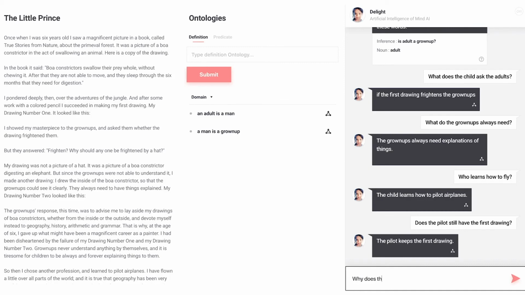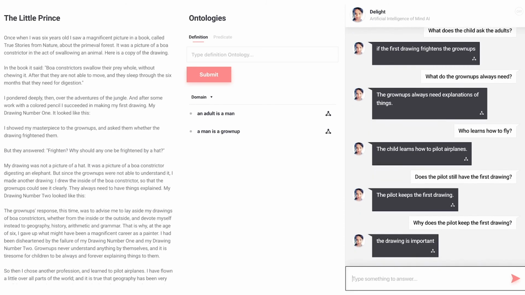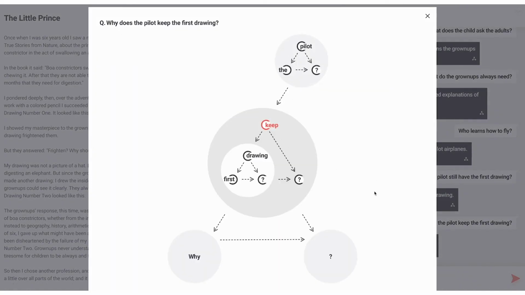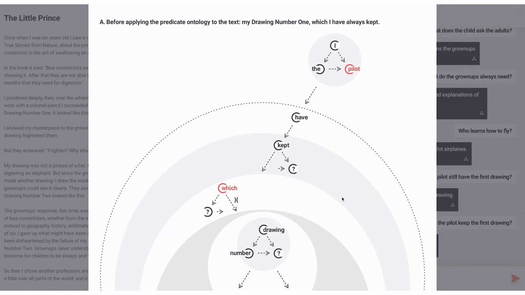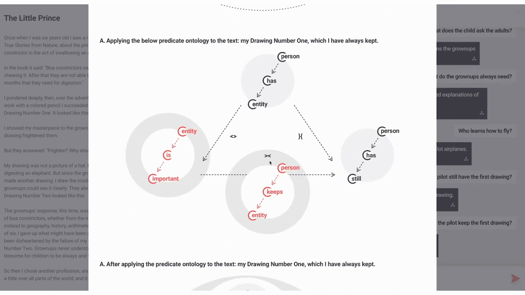So we can ask, why does the pilot keep the first drawing? The drawing is important. Yes, and this is one of the critical things right now about mind. The actual understanding when you keep the drawing is that the pilot keeps the drawing because that drawing is important. This is an ontology we've entered. This is the kind of common sense reasoning that we need to put into mind so we can understand things that come along with us.